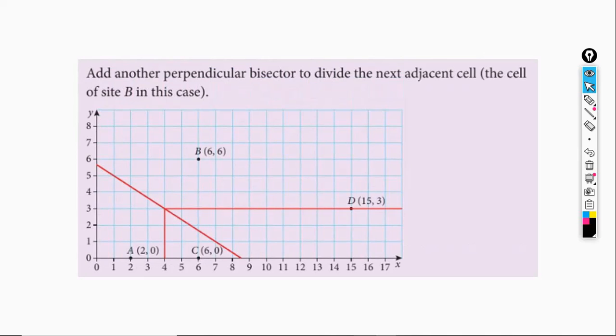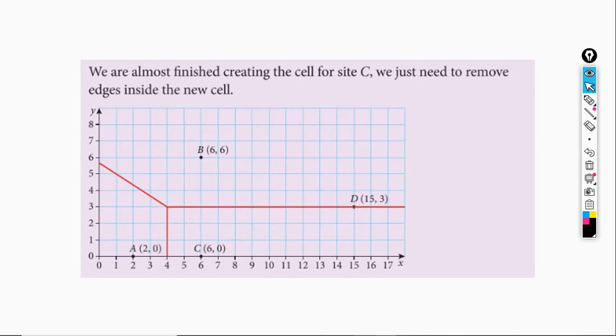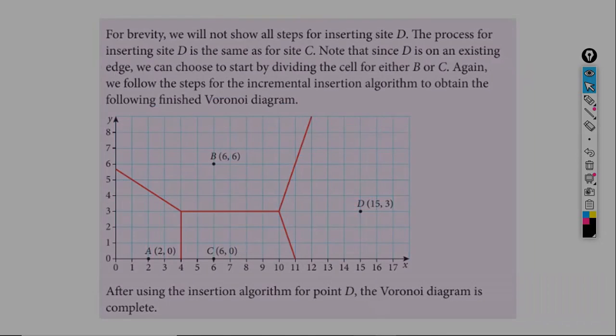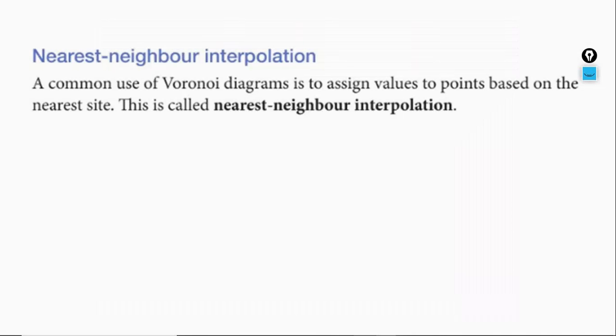Okay, so we have to get rid of sections of these lines that have no function, like that extra segment which is within the cell for site C. So we should get something like that. And then to finish, all we need to do is build the perpendicular bisectors between sites B and D, as well as C and D. And there you go.